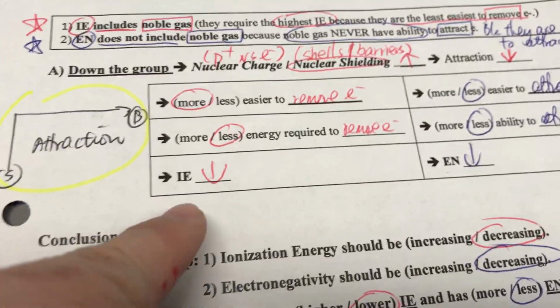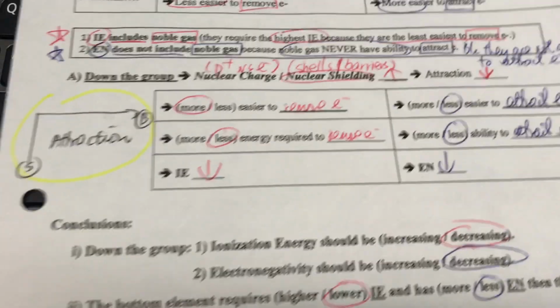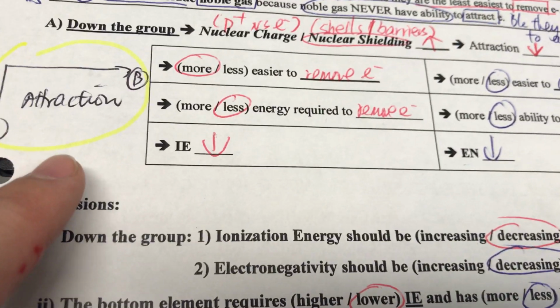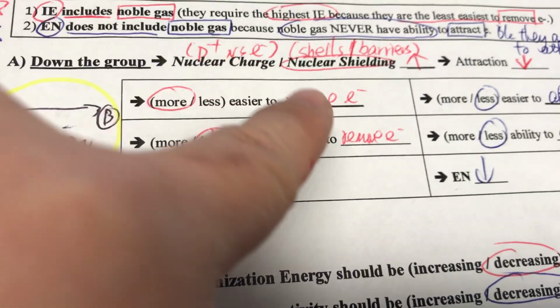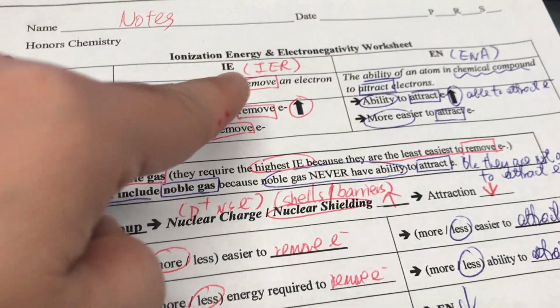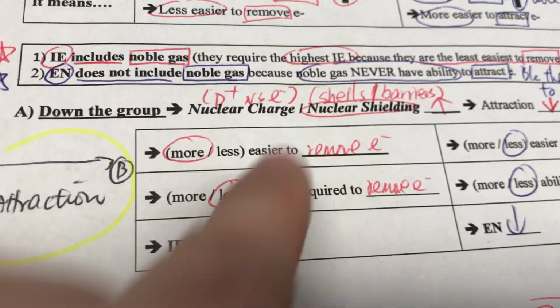Okay. So here is the IE, here is the EN. So let's talk about down the group. Now when going down the group, we have less and less attraction. Now IE wants to remove electron, because we say IE. IE wants to remove electron.